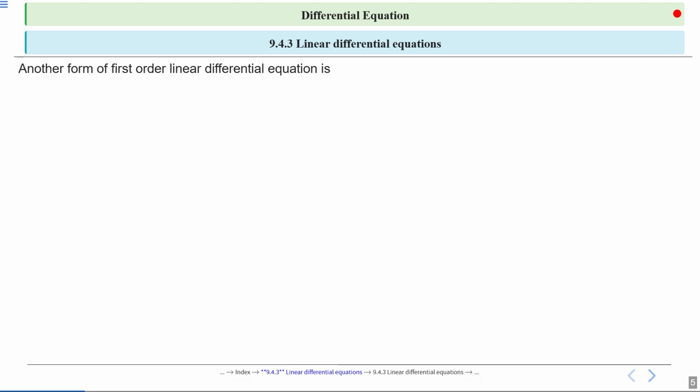Another form of first order linear differential equation is dx/dy + P1x = Q1, where P1 and Q1 are constants or functions of y only. In the first form of the linear differential equation, it is dy/dx + Py = Q, where P and Q are either constants or functions of x only. But in this second form, there is dx/dy + P1x = Q1, and here P1 and Q1 are either constants or functions of y only.